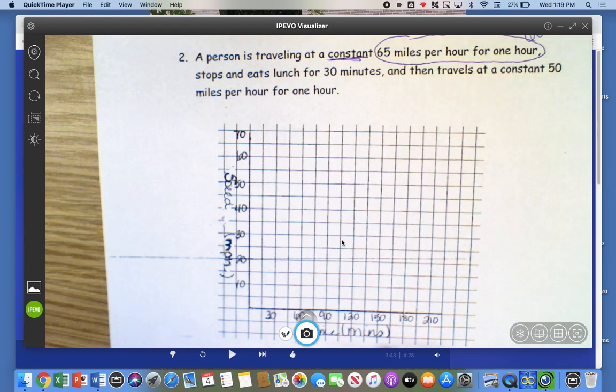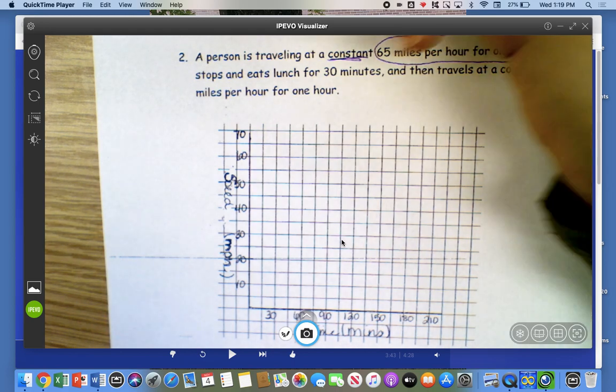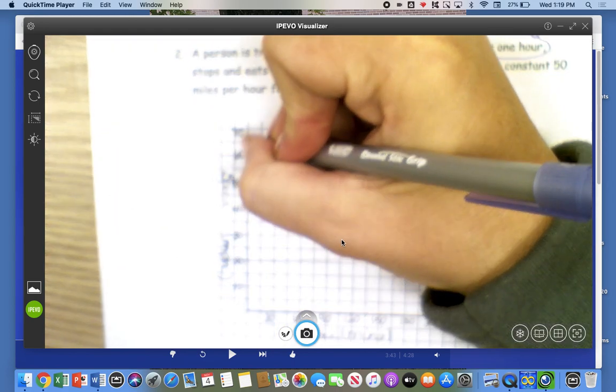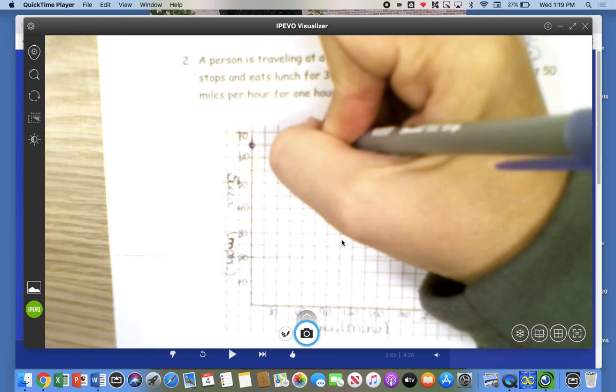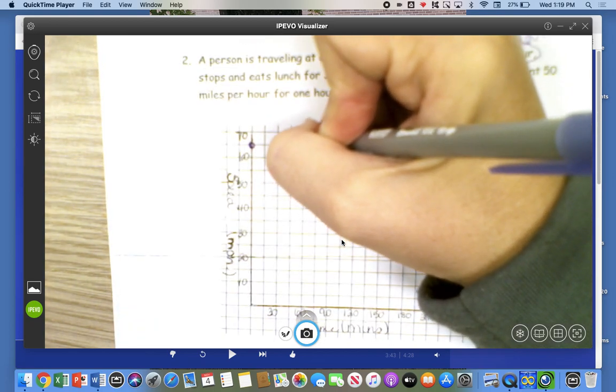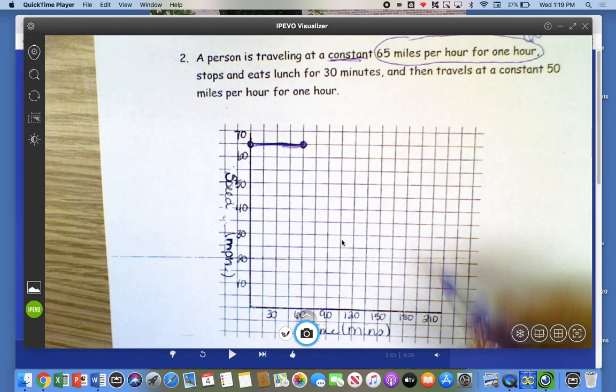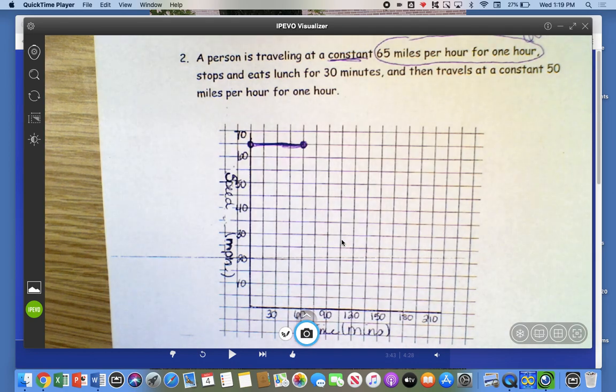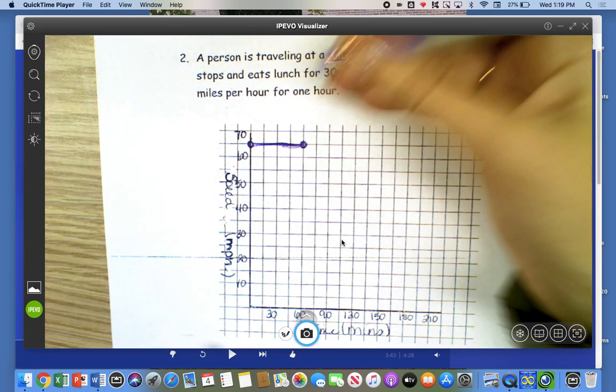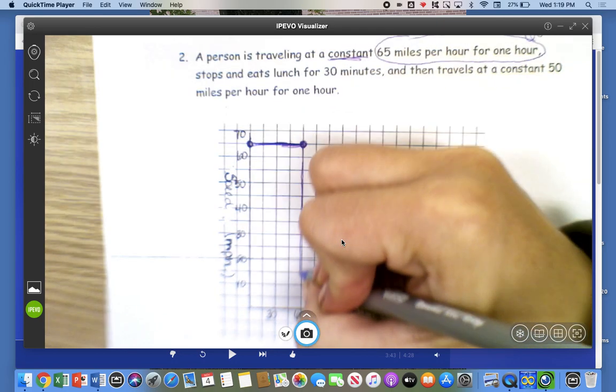Do you see here we're measuring in minutes, not hours? So we're going to stay from 0 all the way to 60, that constant rate, staying at 65 for an hour. Then we're going to stop to eat lunch. So if we stop to eat lunch, our speed traveling would be 0 miles per hour. Now you got to remember, in a car, braking is a very quick movement. So we can pretty much just go straight down to 0.